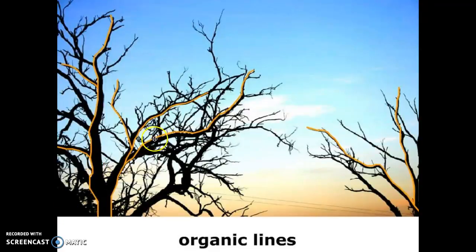Organic lines are always found in nature. These are lines that we use when we're creating people, when we're creating trees. We don't really want to create hard verticals or hard horizontals when we're creating things in nature, because in nature everything has this free-flowing line to it.